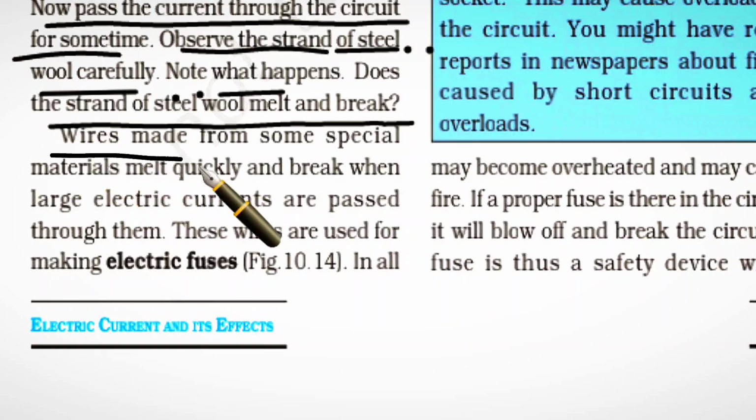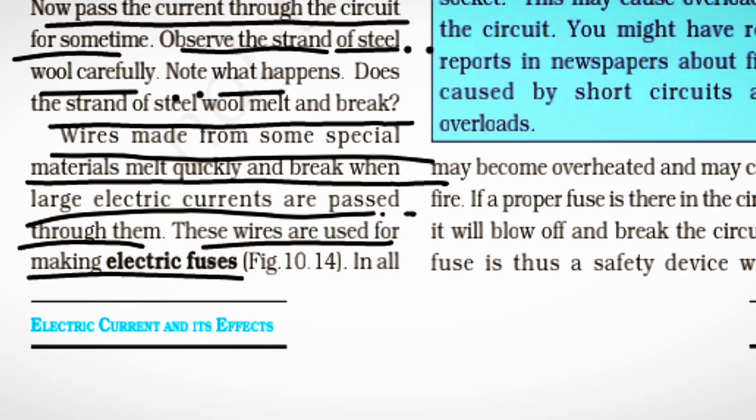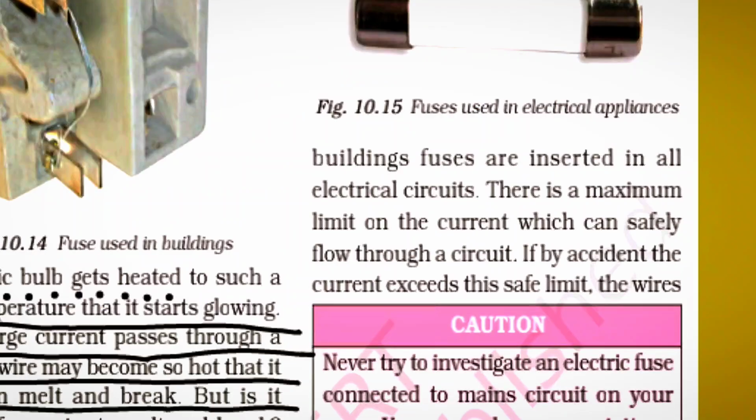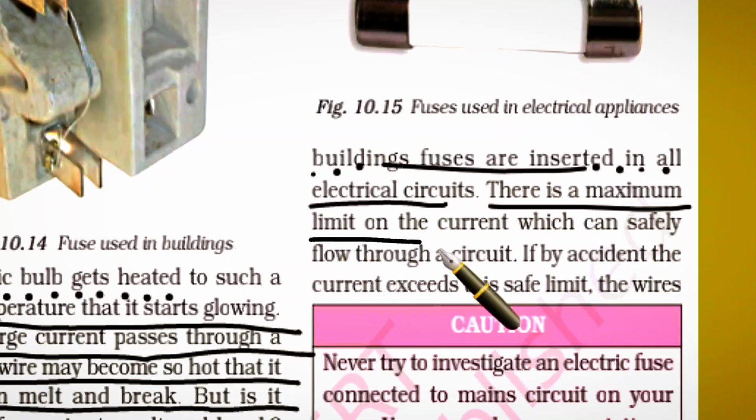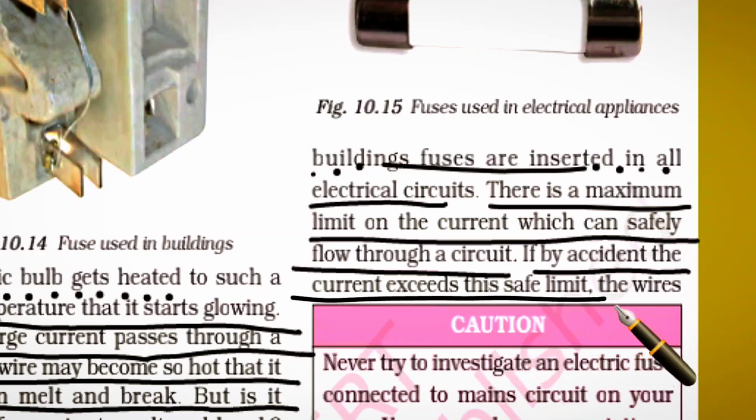Wires made from some special material melt quickly and break when large electric currents are passed through them. These wires are used for making electric fuses. In fact, fuses are inserted in all electric circuits. There is a maximum limit on the current which can safely flow through a circuit. If by accident the current exceeds this safe limit, the wires may become overheated.